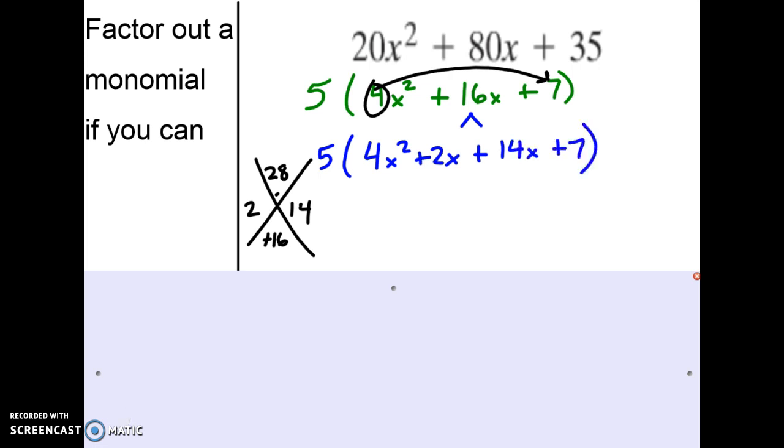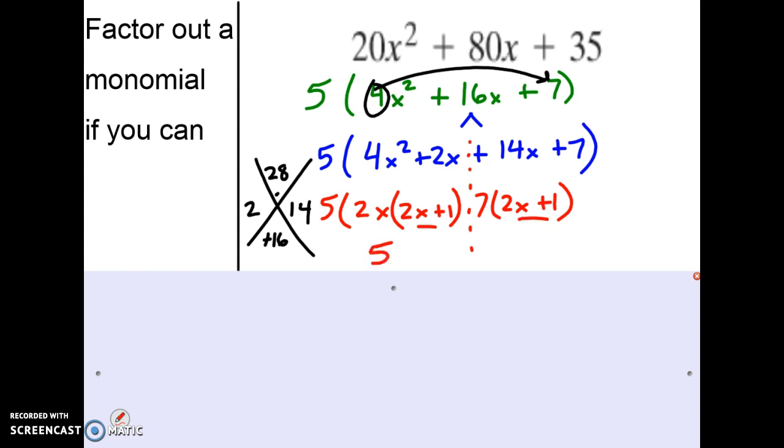Then we're going to do our normal split, and a common factor here would be 2x. 4x squared divided by 2x, you get 2x left, plus 1. And then over here we can factor out a 7, and this would be 2x plus 1 as well. If you put it all together, remember these are the same, they have to match up. Put it all together, you have 5 times 2x plus 7 times 2x plus 1.